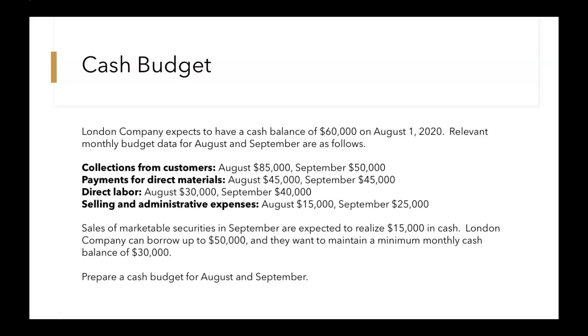So for each month, we're told an amount for collections from customers, payments for direct materials, direct labor, and selling and administrative expenses. And then we're told sales of marketable securities in September are expected to realize $15,000 in cash. London Company can borrow up to $50,000, and they want to maintain a minimum monthly cash balance of $30,000. So with all of that information, we need to now prepare a cash budget for August and September.